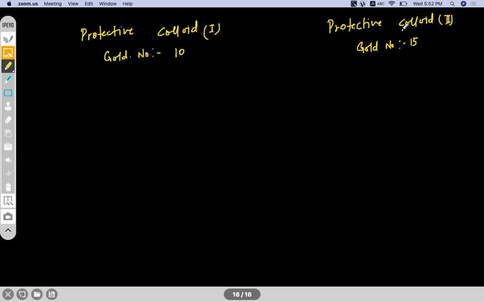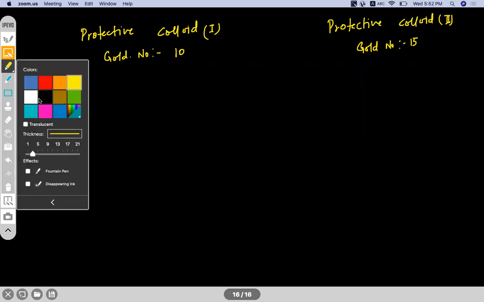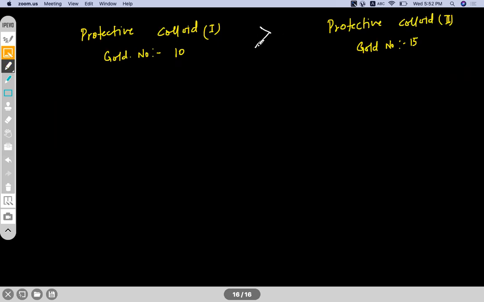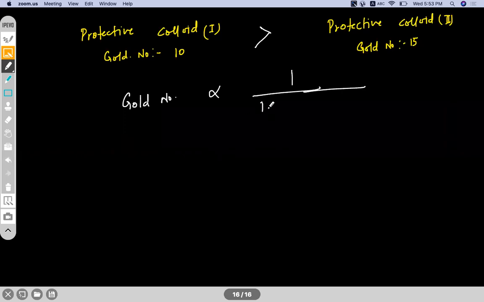1, sir. One is the better protective colloid because the gold number is less. A lesser amount can prevent the coagulation of that 10 ml of gold sol, right? So the capacity or power of colloid one is more. So what we can conclude: gold number is inversely proportional to the power of protective colloid. Can we say that? Yes.